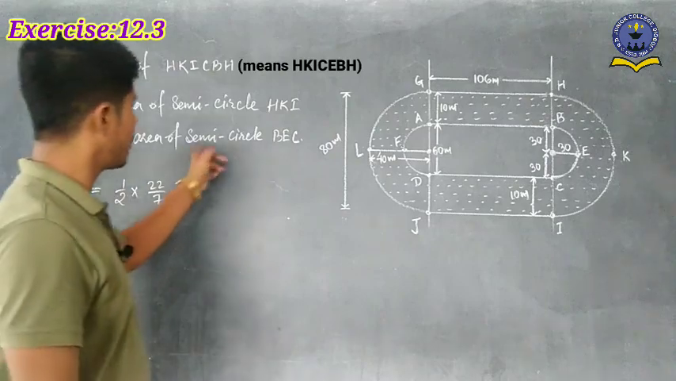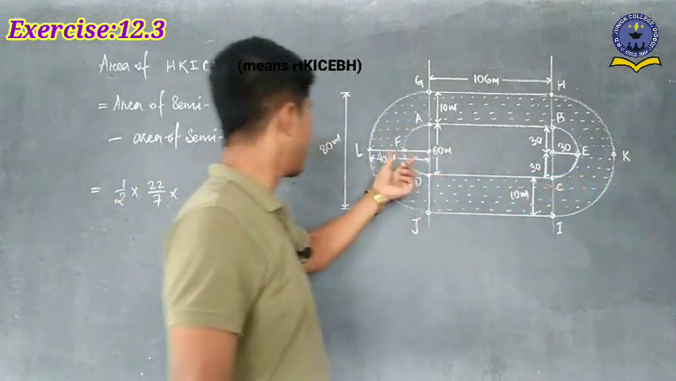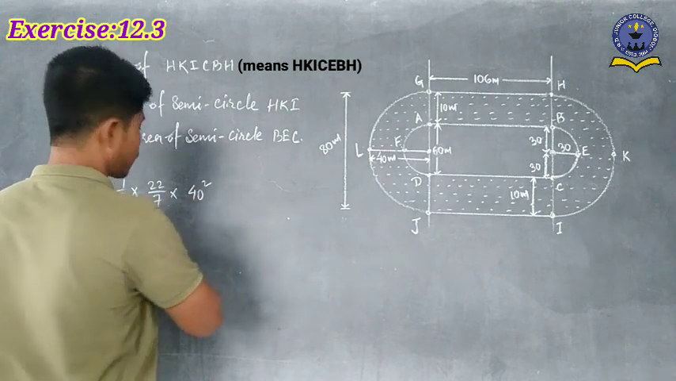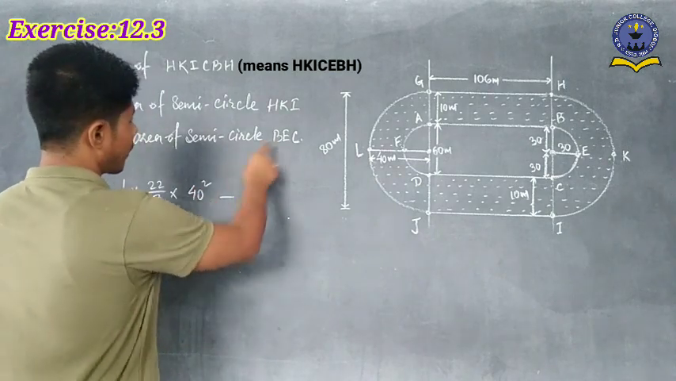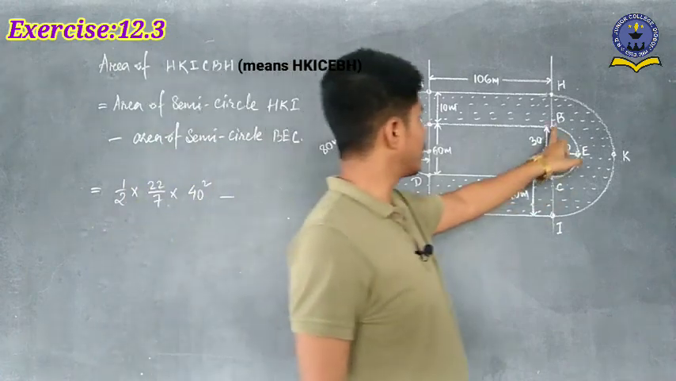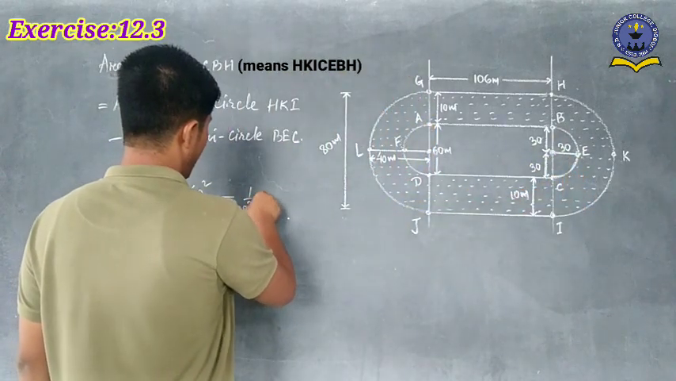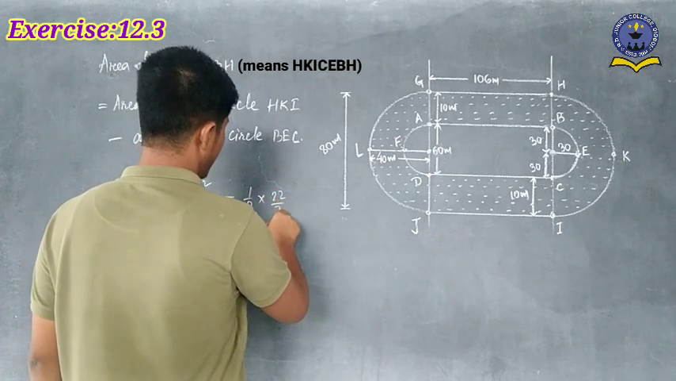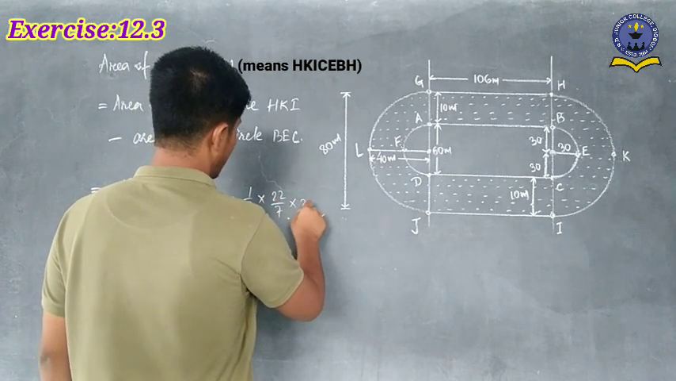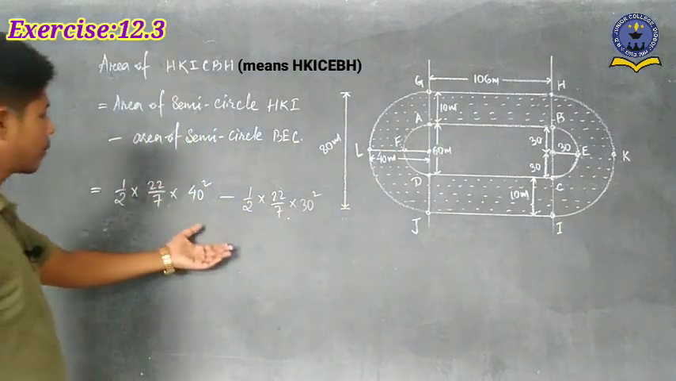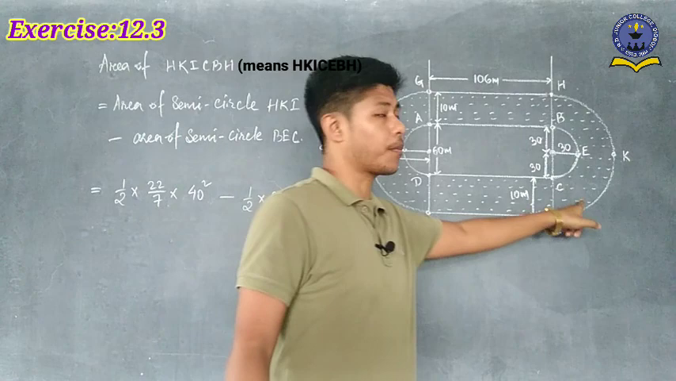In the first one, the bigger one, the radius is how much? 40. So that's why we have to write this one is 40 square. Minus, then the second one is BEC. The radius is how much? 30. So that's why we have to write here half into 22 by 7 into 30 square. Is it clear? So if we calculate this one, then we get the area of one part.